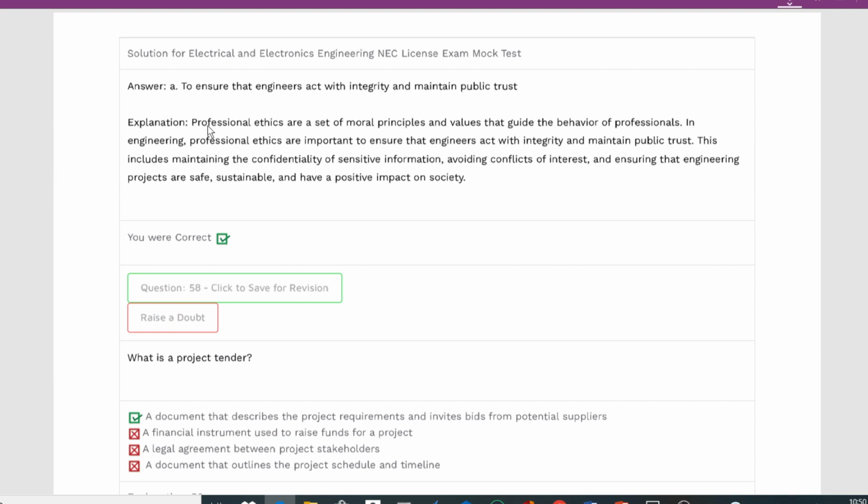So here professional ethics are a set of moral principles and values that guide the behavior of professionals in engineering. Professional ethics are important to ensure that engineers act with integrity and maintain public trust. This includes maintaining the confidentiality of sensitive information, avoiding conflict of interest, and ensuring that engineering projects are safe, sustainable, and have a positive impact on society.